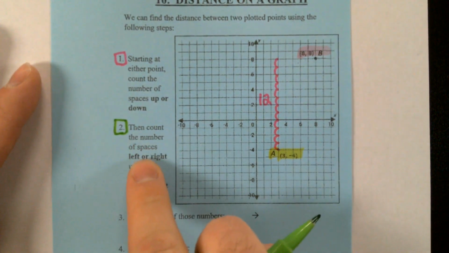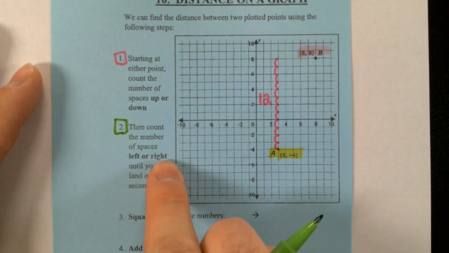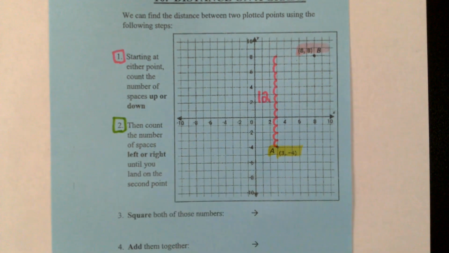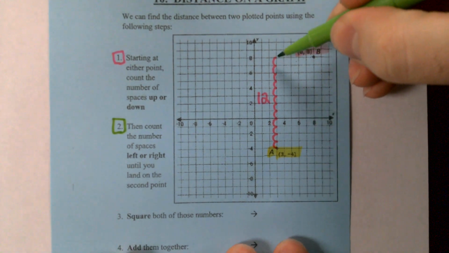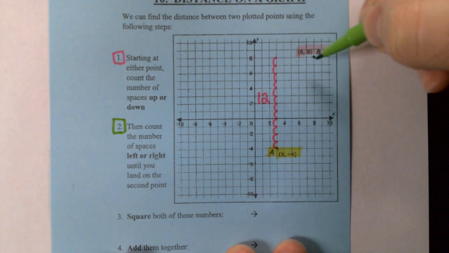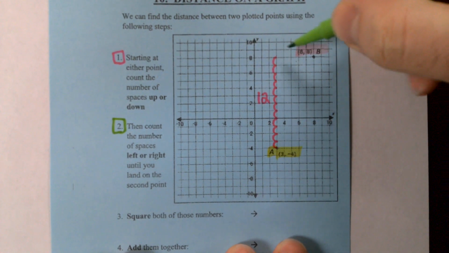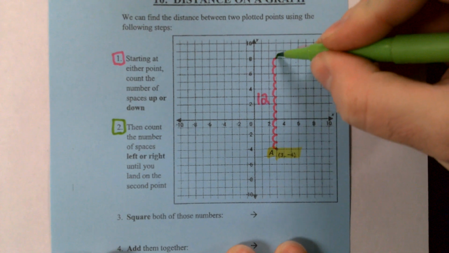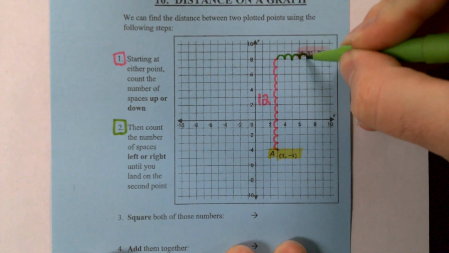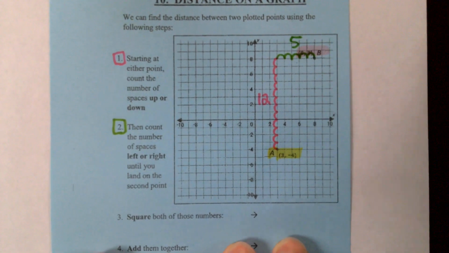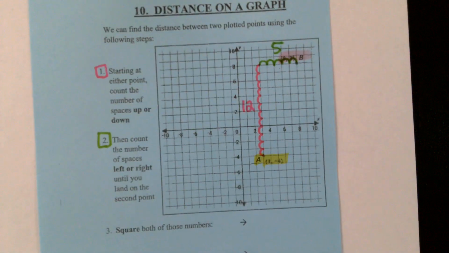Now we're going to count the number of spaces left or right until you land on the second point. Very straightforward. Easy to understand, hopefully. We're up here now. Are we going to have to move to the left to get to point B, or are we going to have to go to the right? We're going to have to move to the right. 1, 2, 3, 4, 5 spaces to the right.